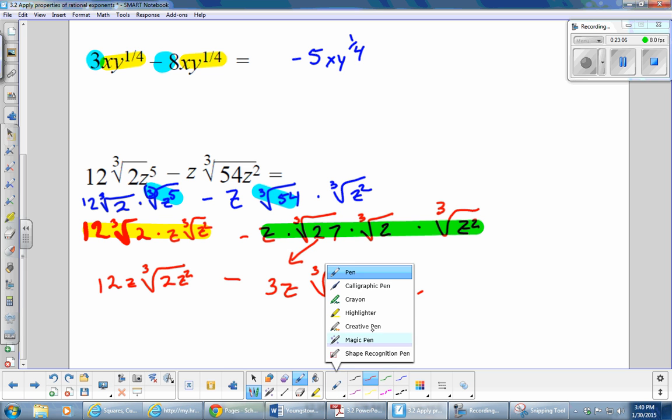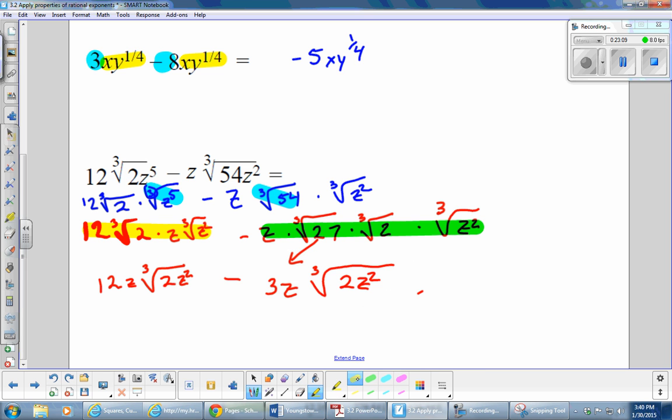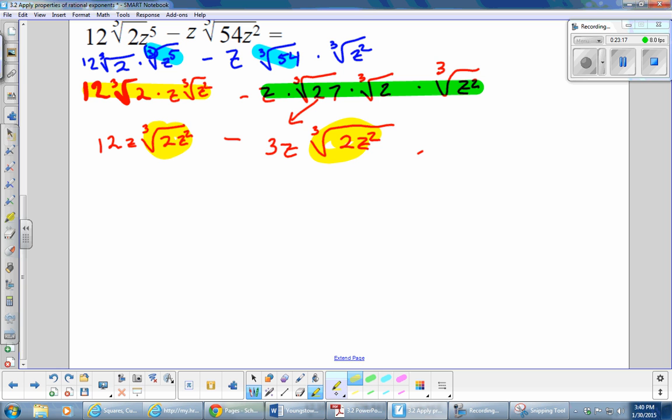All right. So why is that so nice? Because the backside here is the same as the backside here. Okay. So all we're going to do is combine our like terms.